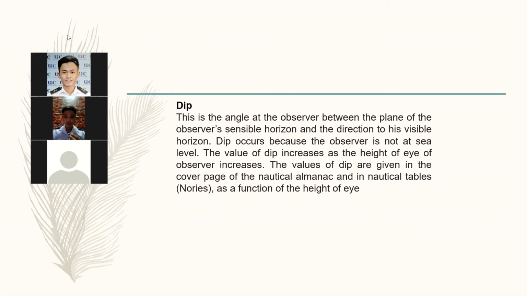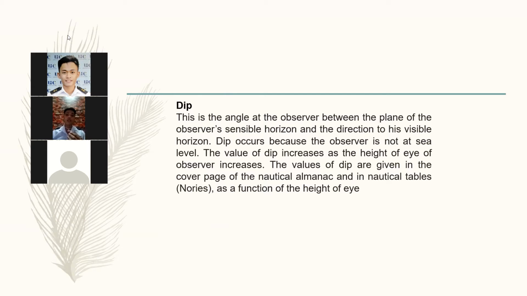So dip. Dip is the angle at the observer between the plane of the observer's sensible horizon and the direction to the visible horizon. Dip occurs because the observer is not at sea level, and the value of the dip increases as the height of the observer's eye increases. In short, dip is a correction that has to be made to the sextant altitude to allow for the height of the observer's eye above the horizon.